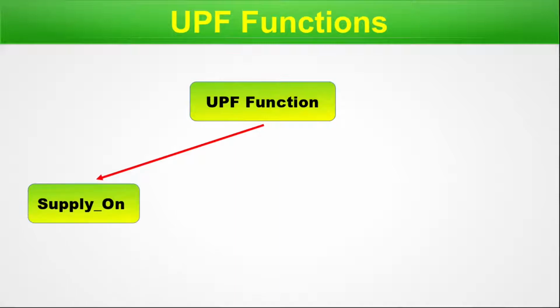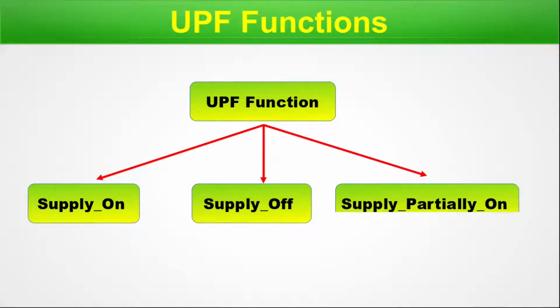Let's move on. In SystemVerilog or VHDL, there are three major types of UPF functions which are used to play with any of the power or ground pads or pins of a chip. And here we go. So this is our UPF function. It can be supply on, supply off, or supply partially on. Okay, these are the three types. Now let's go into the detail of each of these functions one by one.